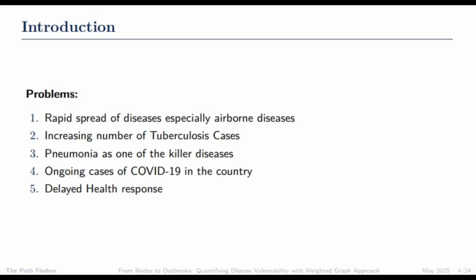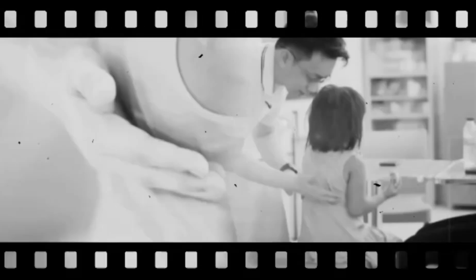The Philippines continues to face major public health concerns. One is the rapid spread of diseases, especially airborne diseases. In the Philippines, airborne diseases like COVID-19 and influenza can spread quickly across communities, and it can be a serious problem if we don't take proper solutions. Another is the increasing number of tuberculosis cases. Tuberculosis or TB is a serious infectious disease affecting the lungs, remaining a growing concern in several regions.